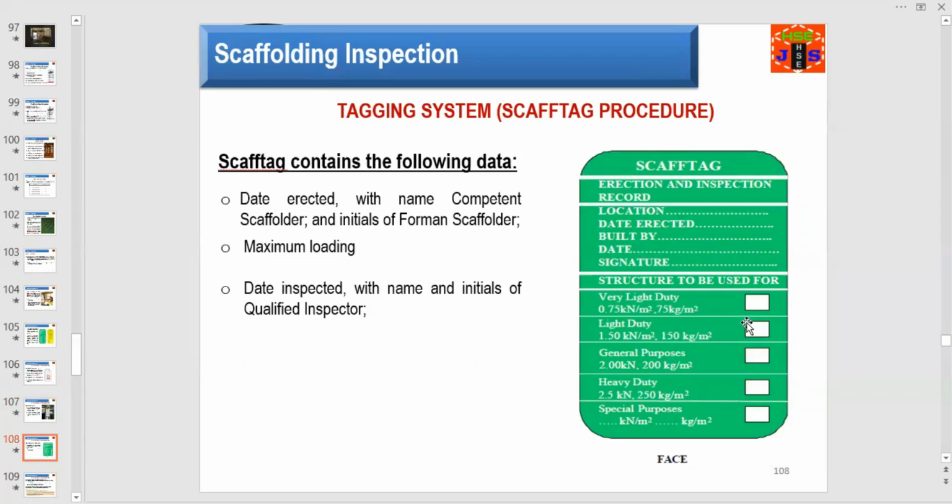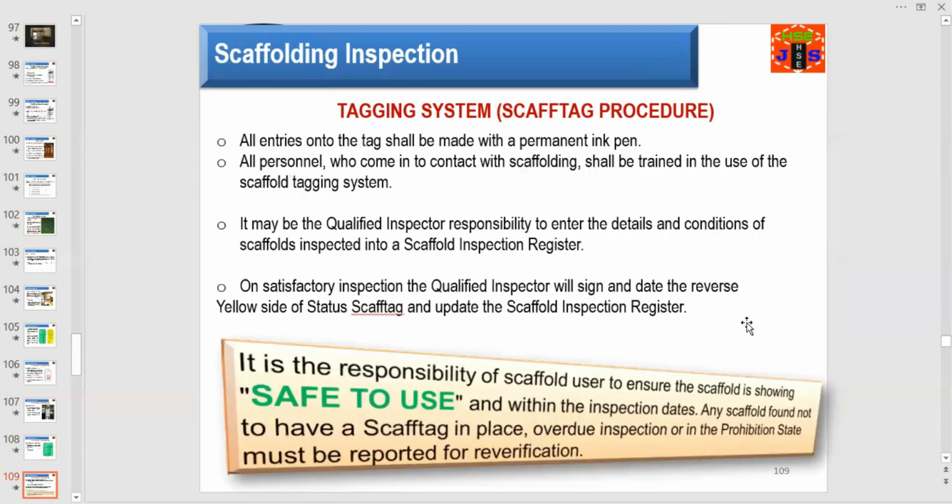Do you know what data scaff tag is containing? Date erected, with name of competent scaffolder, and initials of scaffolding supervisor or foreman. Maximum loading capacity. Date inspected, with name and initials of qualified inspector. All this information is available on scaff tag. All entries onto the tag shall be made with a permanent ink pen.